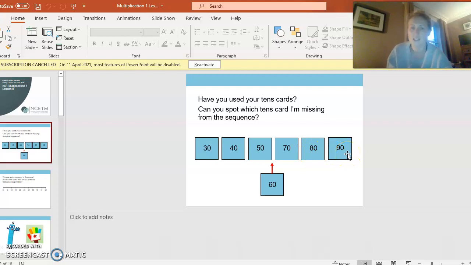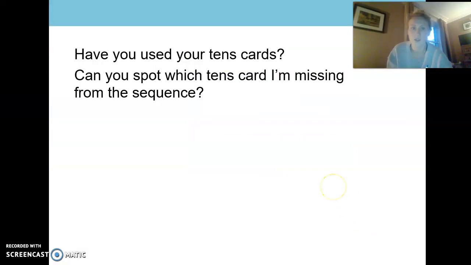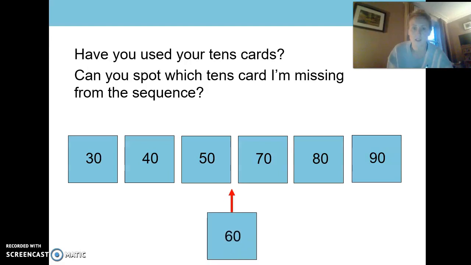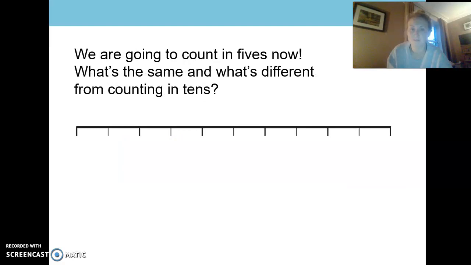Now what has happened here with this card? Okay, let's have a look here. We've got a card missing. Let's have a look. Where are we going to put that? This arrow, I think, is giving us a clue. Do we think it needs 60, which is in between 50 and 70? I think you're right. Well done.